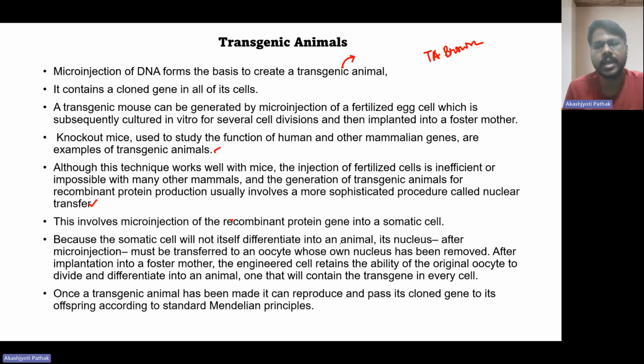So this nucleus is taken out, and then it is transferred to an oocyte whose nucleus has been removed. This oocyte is then implanted into a foster mother. The engineered cells retain the ability of the original oocyte to divide and differentiate into an animal, one that will contain the transgene in every cell.